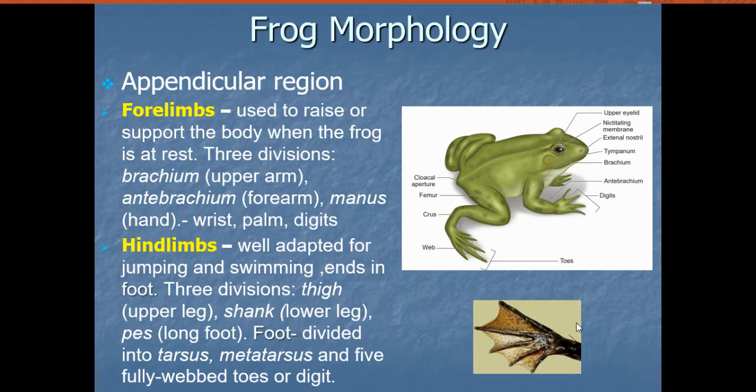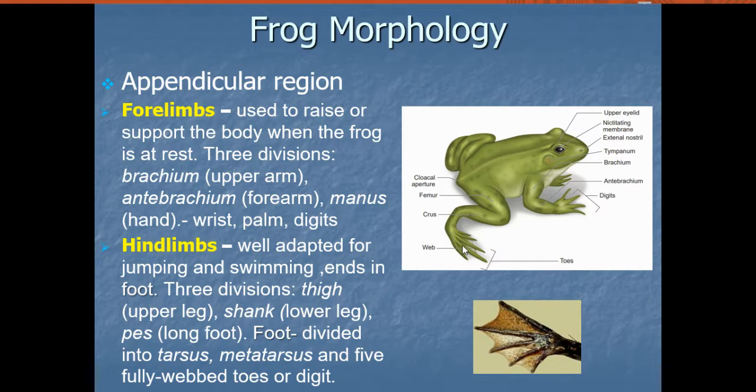Forelimbs actually just provide support to the frog when it is at rest, and are formed of three divisions, that is the upper arm region or brachium, then the forearm region or antebrachium, and the hand region. The hand is formed of the wrist, palm and digits. And the hind limb region is important. It is well adapted for leaping or jumping and swimming of the frog. And this one ends in the foot. It is also formed of three divisions: thigh or upper leg, shank or lower leg, and the foot.